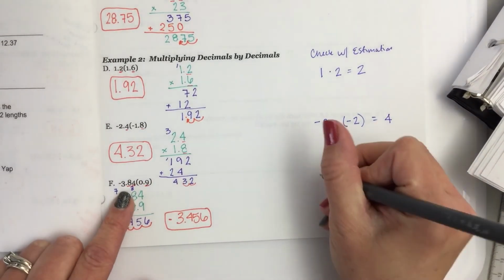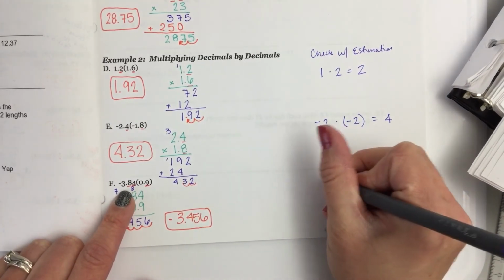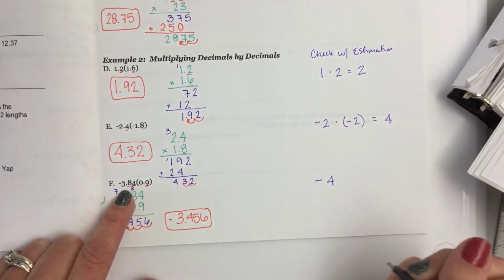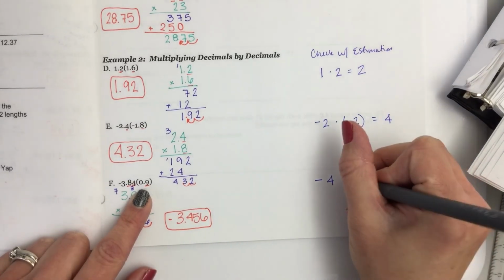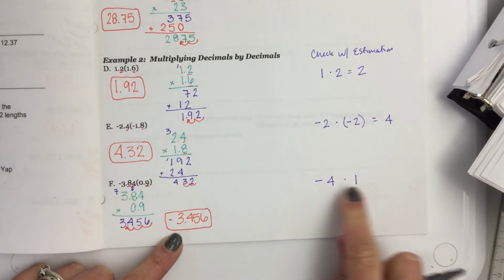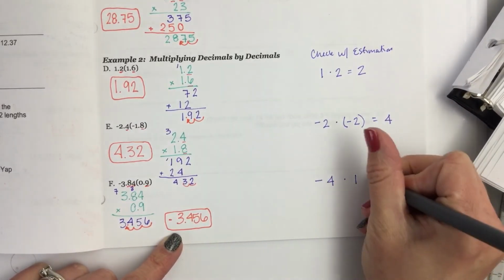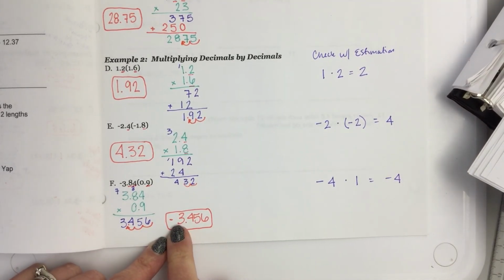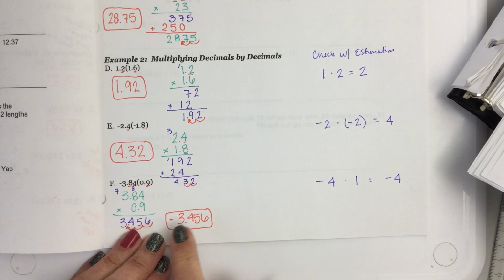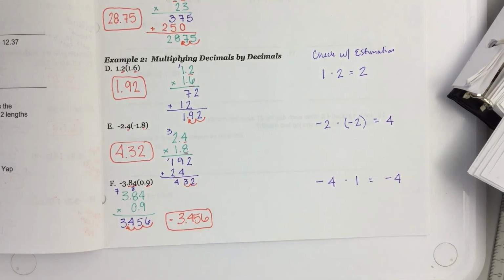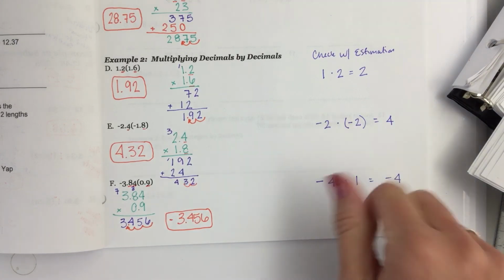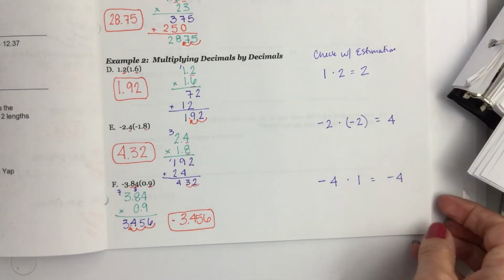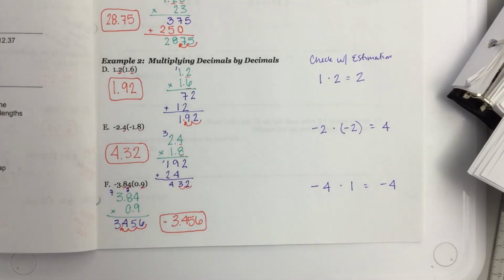Last one, I have negative 3.84, so that would round to a negative 4, and 0.9 would round to a 1. Negative 4 times 1 would give you a negative 4, and we are pretty close. It's at negative 3, but again, it's rounding, and at least that's not 34. That would really tell us that we did something wrong. So checking with estimation is a great tool to see that you guys have your decimal points in the right place.